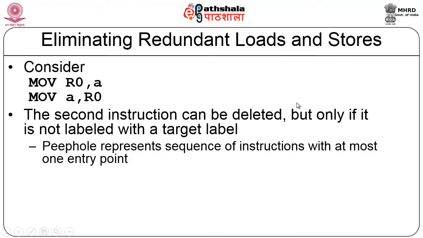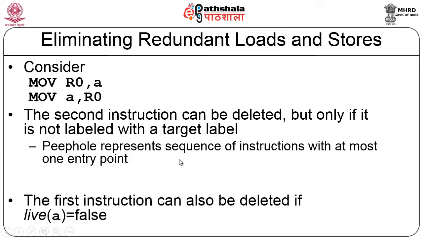The second instruction will be deleted, but only if it is not labeled with a target label. If it is the target of a conditional or unconditional jump, I cannot get rid of it, but if it does not have a label, I can get rid of this instruction because R0 already has the value of A. After move R0 comma A, R0 and A have the same value, therefore there is no need to move A back to R0. The peephole typically represents a sequence of instructions with at most one entry point, which is one more characteristic we look at.